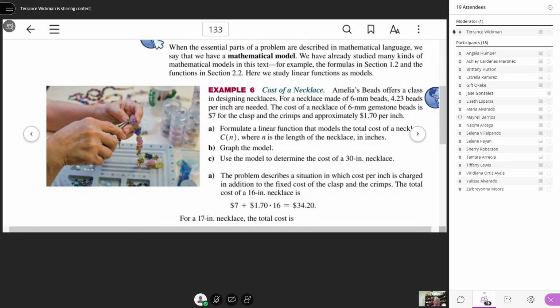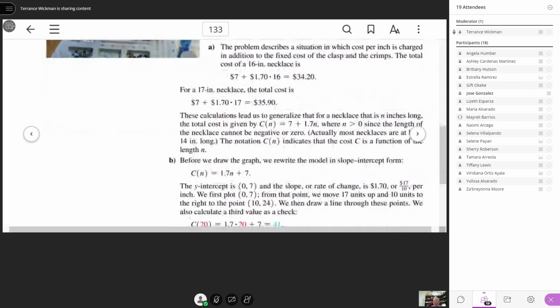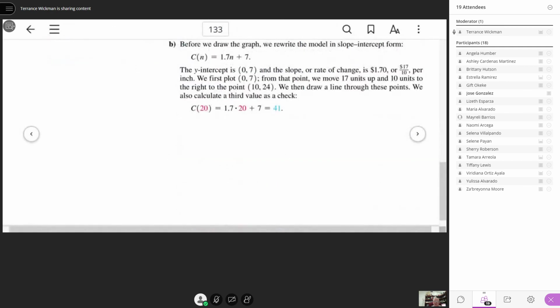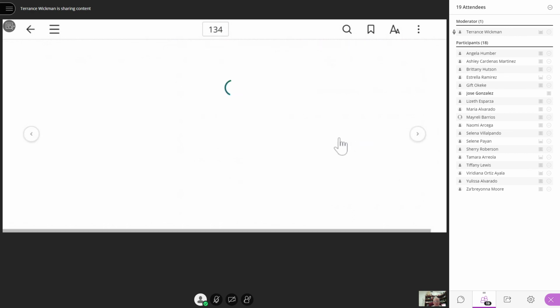Now these are not pearls. They're just little stones, and they call them gemstones, but they're probably plastic or something. So for 17 inches, you do the same thing to charge 17. For 18, you just charge 18 times 1.70. I mean, it's a pretty easy application, as long as you have the formula. And for our class here, we don't have to build the formulas yet.